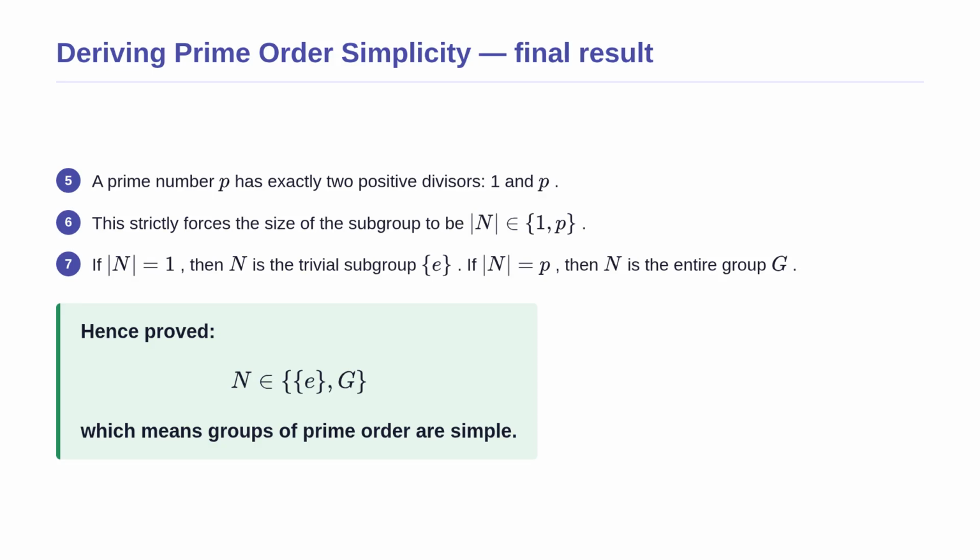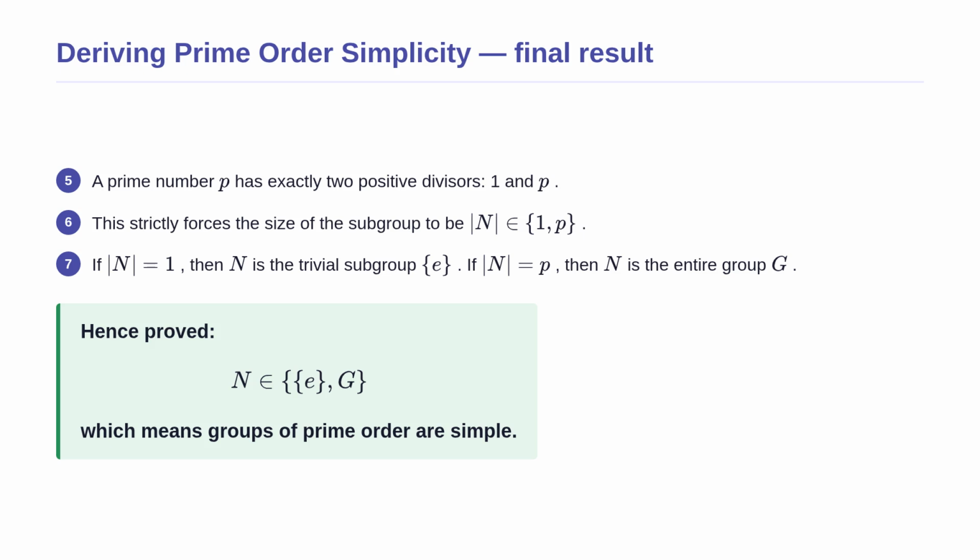Continuing our proof, we must now consider the mathematical properties of a prime number to reach our final result. By definition, a prime number can only be divided by 1 and itself. It has absolutely no intermediate divisors. Therefore, the size of our subgroup n is strictly forced to be either exactly 1 or exactly p.